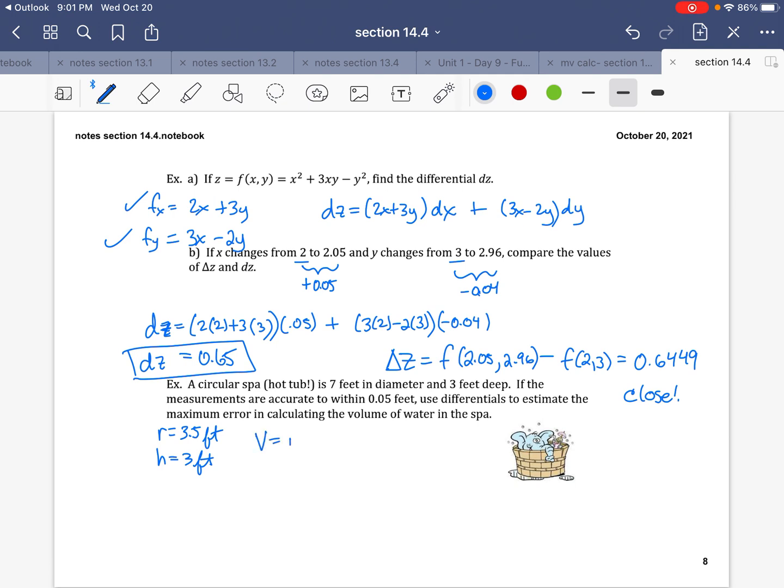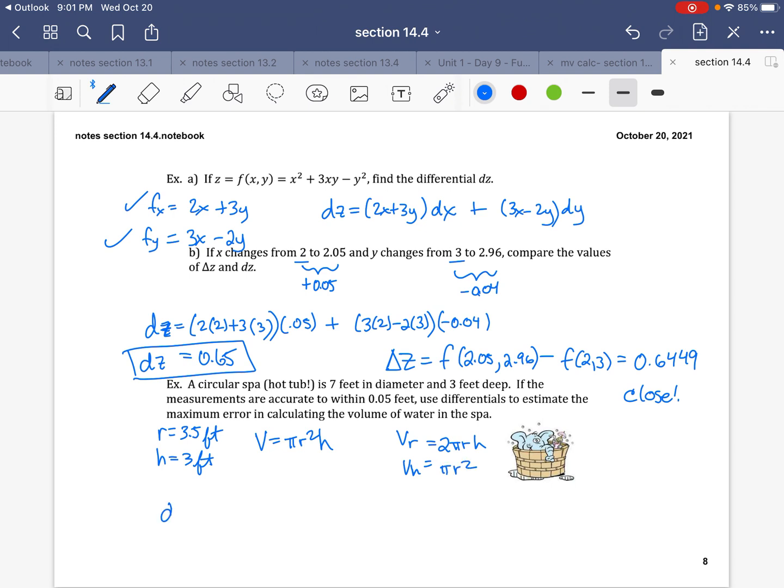So the volume of a cylinder is pi r squared, the area of a base, times the height. Okay, so we have to come up with our differentials here. I have two variables, r and h, so I have to find V_r and V_h, my derivatives, because those are what go right here and right here. The derivative with respect to r will be 2 pi r h, and the derivative with respect to h is going to be pi r squared.